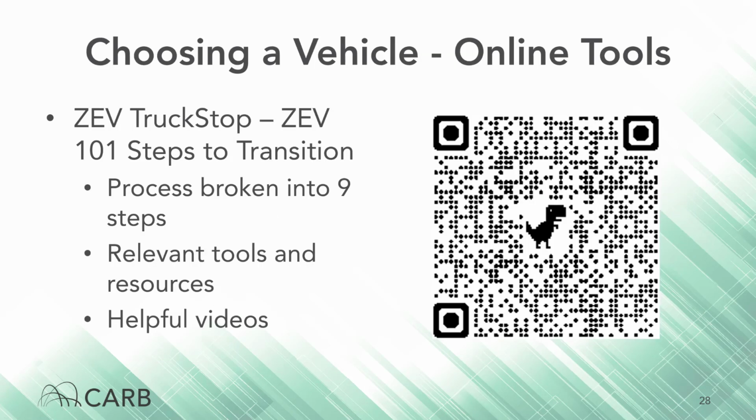There are plenty of tools available on our zevtruckstop website to help you choose the right vehicle as well. We've created a list of 9 steps that will help you make the transition to ZEVs, each step with relevant resources and helpful videos linked below. For today, we're focusing primarily on step 4, which is how to choose a vehicle. There's a QR code on the screen for the relevant page, so if you want to scan that code, go ahead, but I'm also going to show you how to navigate to it from the zevtruckstop homepage and show you where the choose a vehicle step can be found.